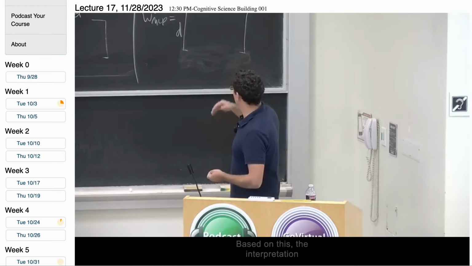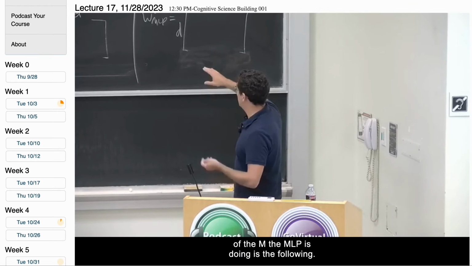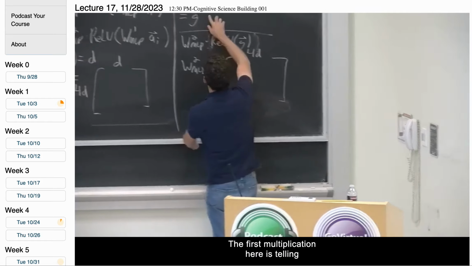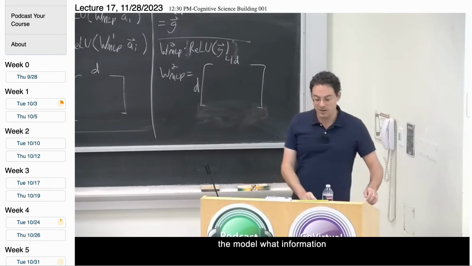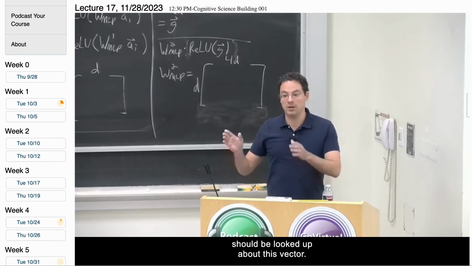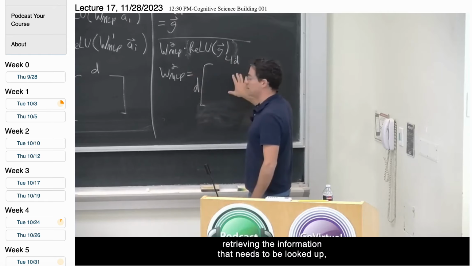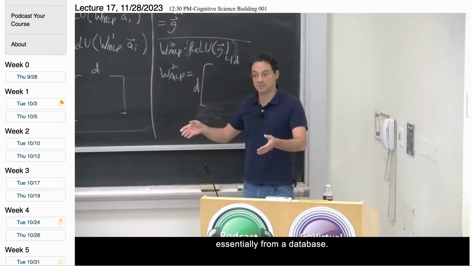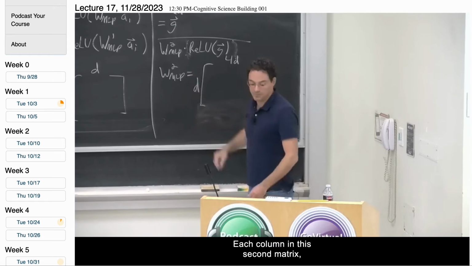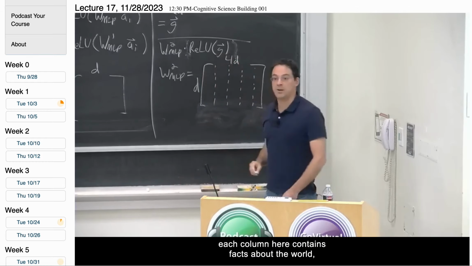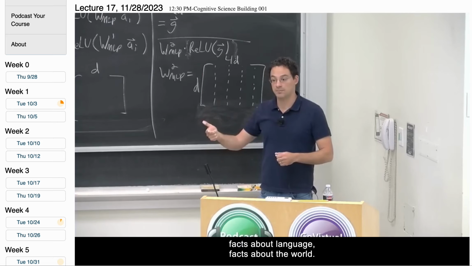So based on this, the interpretation of what the MLP is doing is the following. The first multiplication is telling the model what information should be looked up about this vector. The second multiplication is then retrieving that information, essentially from a database. Each column in this second matrix contains facts about the world, maybe facts about language, facts about the world.